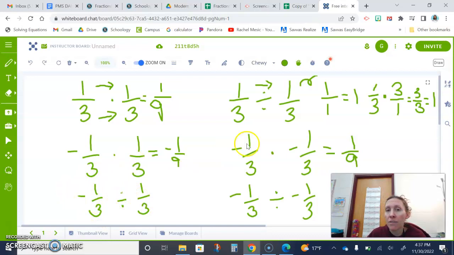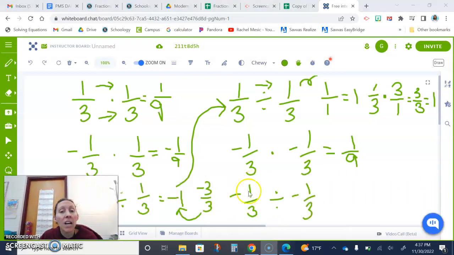-1/3 divided by 1/3. From up here, 1/3 divided by 1/3 is 1. And a negative divided by a positive is a negative. So it's going to be -1. You could also do -1/3 times +3/1. And when you multiply straight across, you would get -3 divided by 3. And that is still the same as -1.